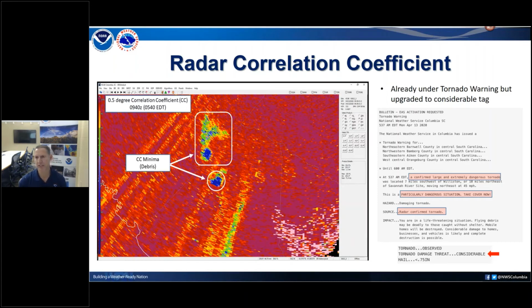And so as you see on the right-hand side there, we already had a tornado warning out for this before this image came in. But given what we're seeing there and those damage debris signatures, we upgraded the tornado warning from radar indicated to a radar confirmed tornado, and then put in that considerable damage threat tag down at the bottom, just to really indicate this is a really dangerous situation. It's a large tornado on the ground that's producing significant damage. So we really use that new impact-based warning information to convey the threat a little bit better than we have in the past.